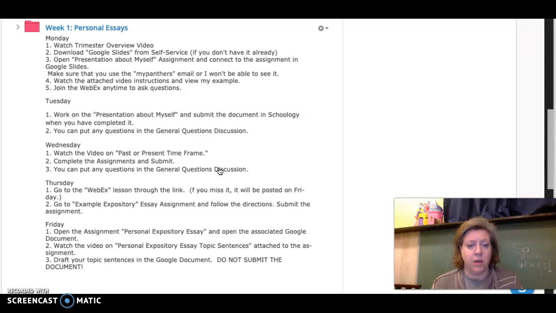And then we're going to go through an example expository essay during our WebEx lesson on Thursday, so you know what you are going to do. And then on Friday, we're actually going to start yours. We're going to start with the topic sentences. So by the end of the week, you should have your topic sentences for the 3 body paragraphs of your expository essay.